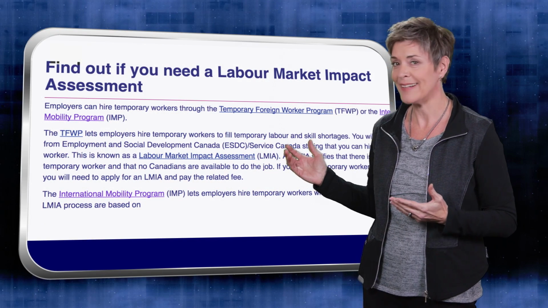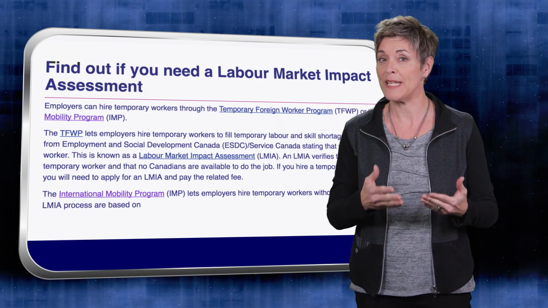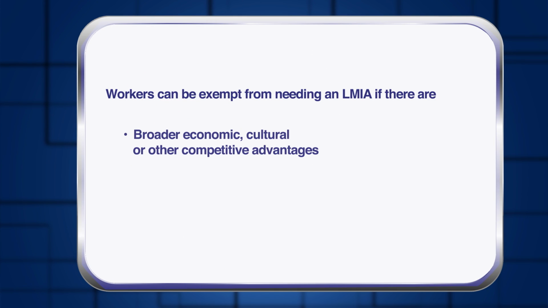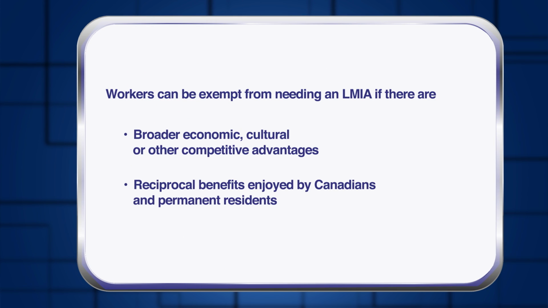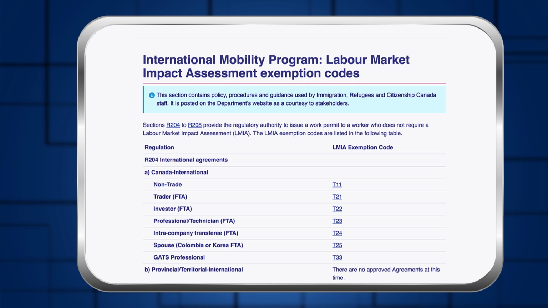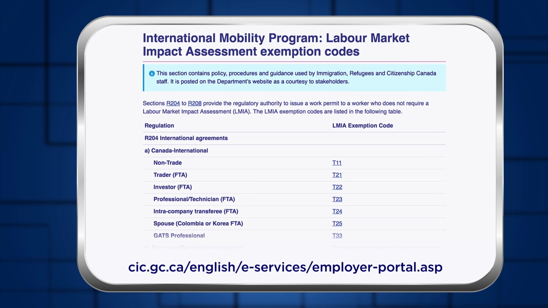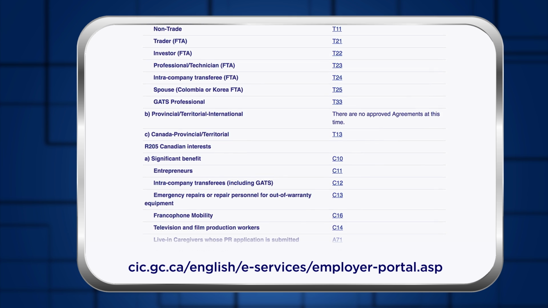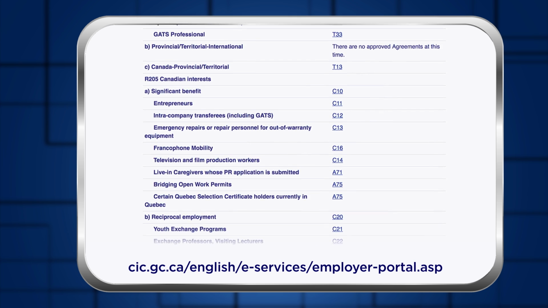To get started, you first need to find out if you need an LMIA. You can use the employer portal only if you do not need an LMIA. To find out if the job position is exempt from needing one, check the LMIA exemption codes on our website or contact the International Mobility Worker Unit for help.